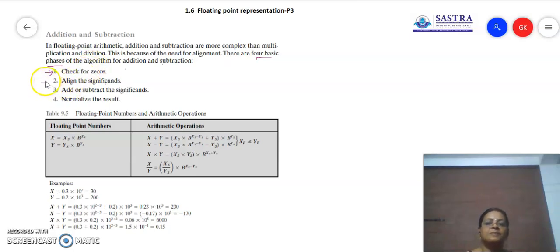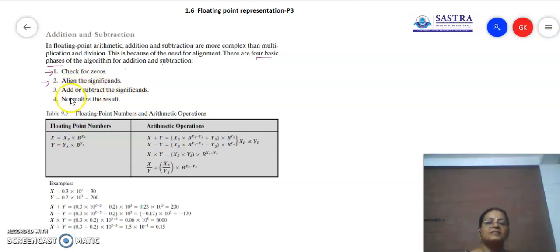Then the second step is aligning the significands. The significands have to be properly aligned, only then you can add them. What we mean by aligning the significands is that when you are writing the numbers, they should be written in the appropriate position. We will see with an example how to align the significands. After aligning the significands, that is, making the exponents equal, we are going to add or subtract the significands depending on whether it is addition or subtraction.